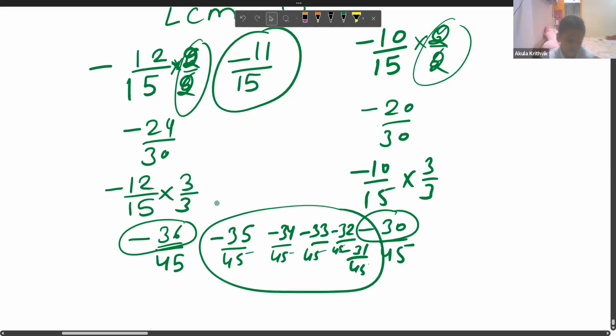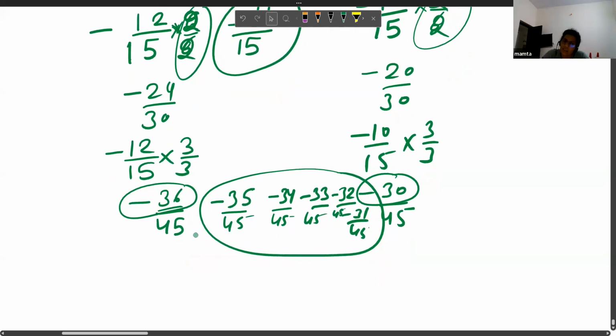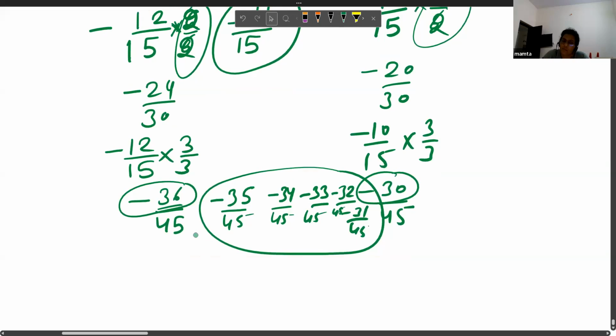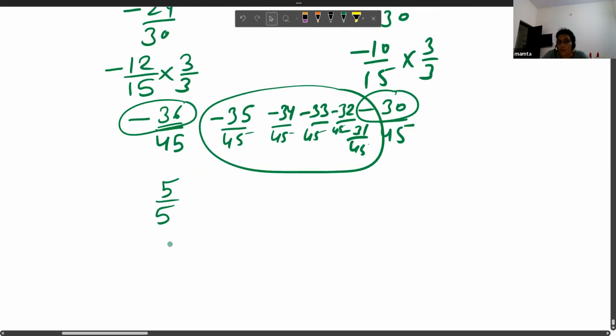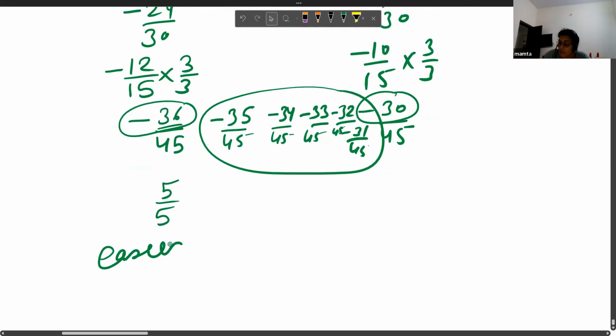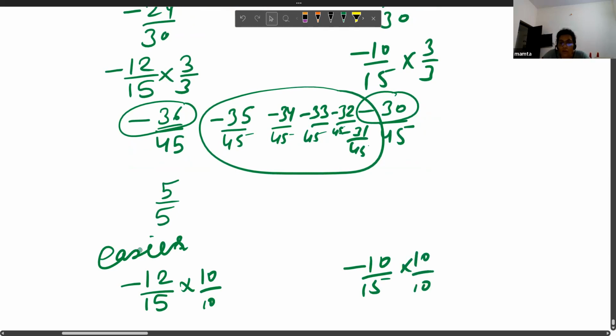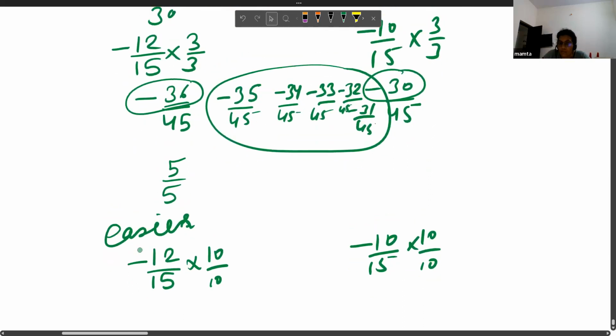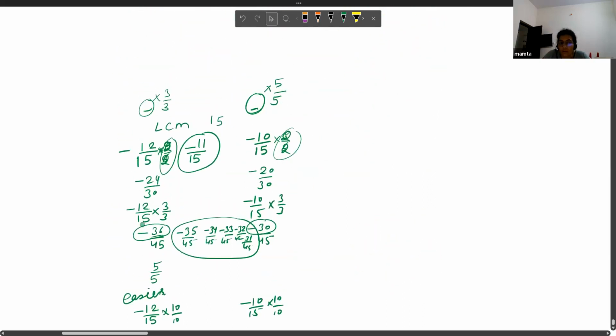Ma'am, I multiply with 6, not 3. You can multiply with 6, 7, any bigger number. You can multiply with 5, 6, 7, 8, 9, 10. Shall I tell you the easier method? Multiply with 10, 10 both sides. It would be very easy. So the numbers would be minus 120 by 150, and minus 100 by 150.